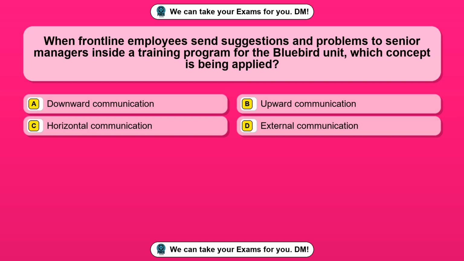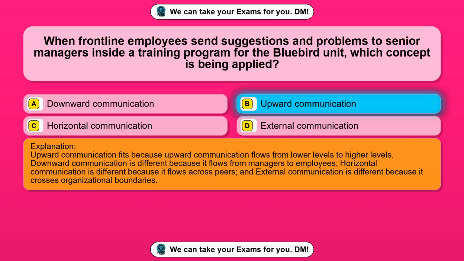Question 53. When frontline employees send suggestions and problems to senior managers inside a training program for the Bluebird unit, which concept is being applied? Option A, downward communication. Option B, upward communication. Option C, horizontal communication. Option D, external communication. The correct answer is option B, upward communication. Upward communication fits because upward communication flows from lower levels to higher levels. Downward communication is different because it flows from managers to employees. Horizontal communication is different because it flows across peers, and external communication is different because it crosses organizational boundaries.